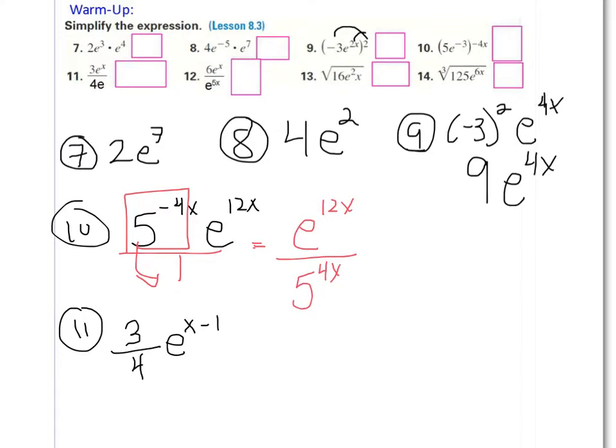Same thing for 12. We're going to subtract our exponents. So that's e to the -4x. The part with the negative exponent moves to the denominator.